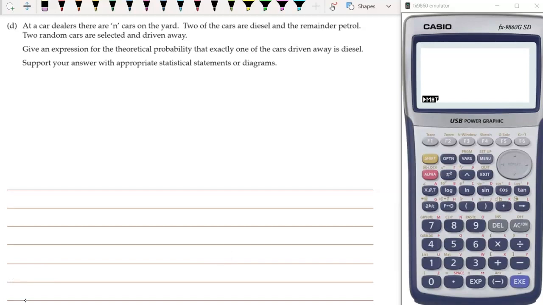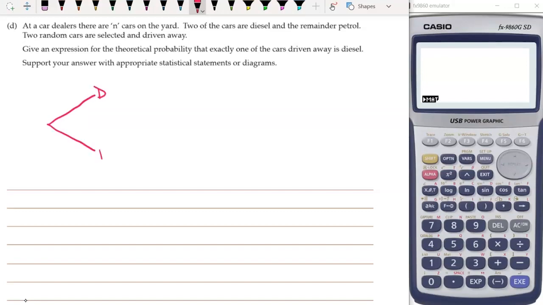Okay, so let's set up a tree diagram for part D. We've got that we could pick a car that's either diesel or petrol for the first one, and the second one also would be diesel or petrol.